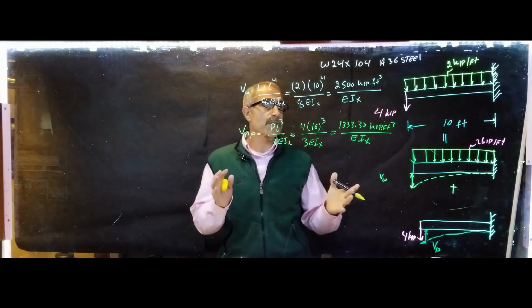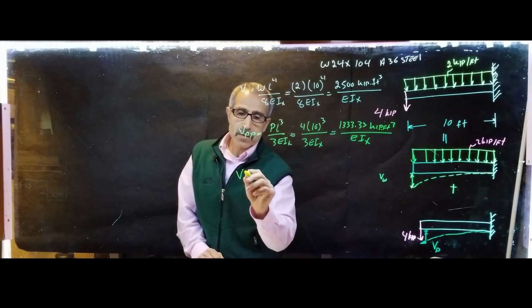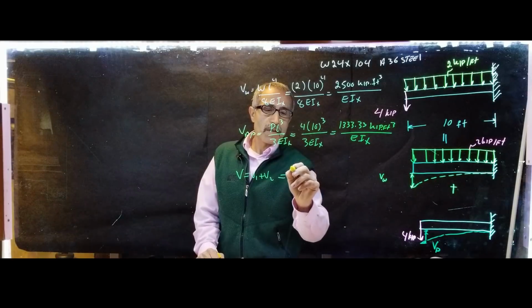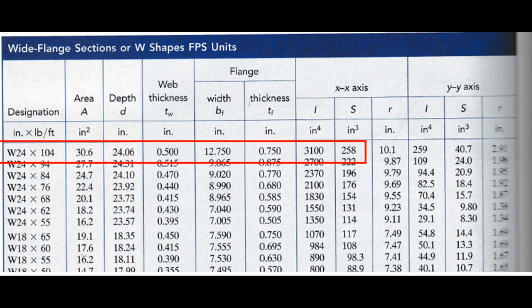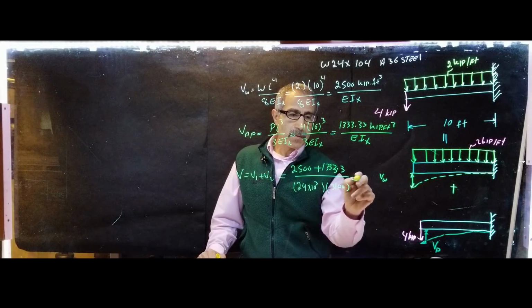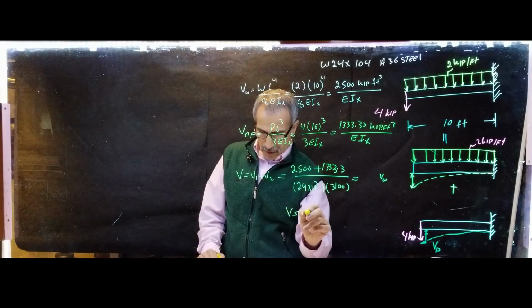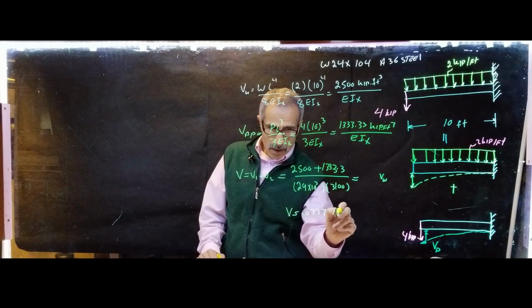Now the total deflection for this is going to be these two combined. So we're going to say V is equal to V1 plus V2, or VP plus VW, which is equal to 2,500 plus 1333.3, divide the whole thing by E. E for this steel, if you look at the section over here, what I put on the board, is 29 times 10^3 KSI, and then we have the moment of inertia comes out to 3,100. And the total deflection comes out to 0.0737 inch.